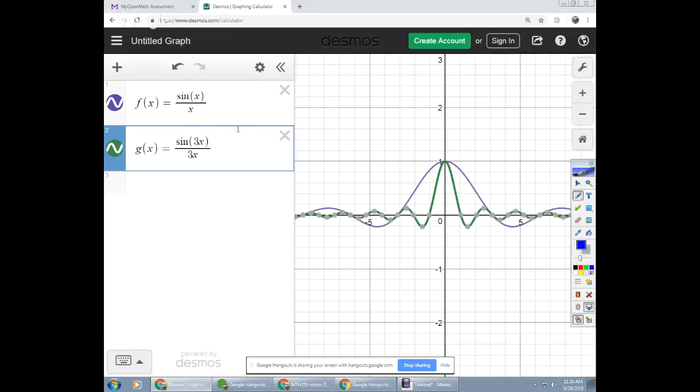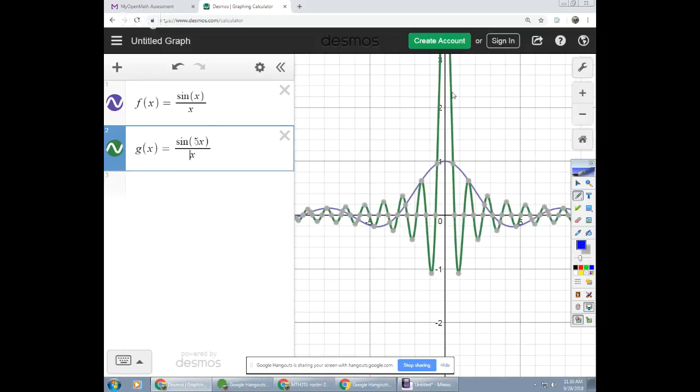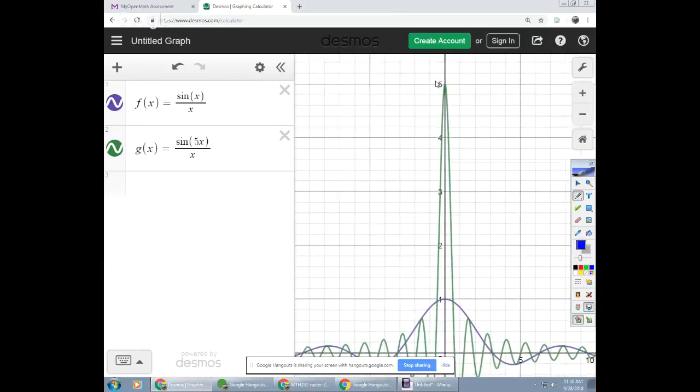So I replace the 3 with a 5, and I get rid of the 3 out of the bottom. And, ooh, it's way up there. Hey, Rob's right, it's 5. Okay, so here's why. Great.